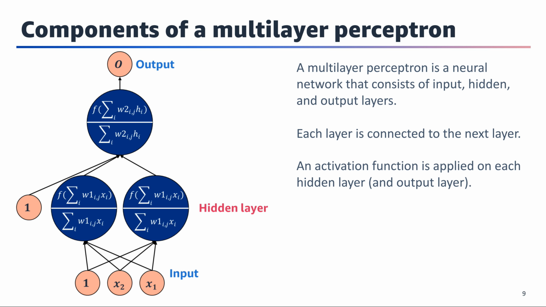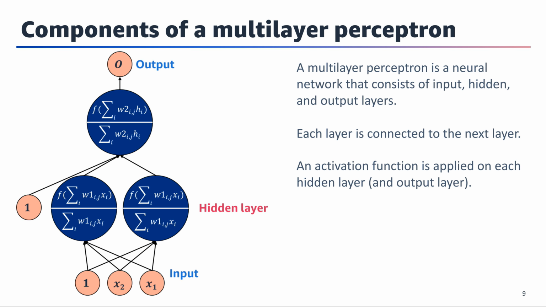There are several components of a multilayer perceptron. These neural networks consist of input, hidden, and output layers. Each layer is connected to the next layer. An activation function is applied on each hidden layer and output layer. Starting with the input layer, this is the first layer in a neural network, and it receives the input data. The number of neurons in the input layer is determined by the number of features in the input data.